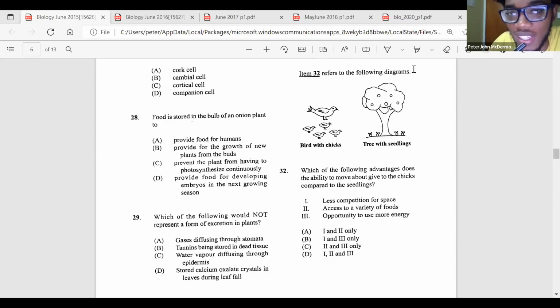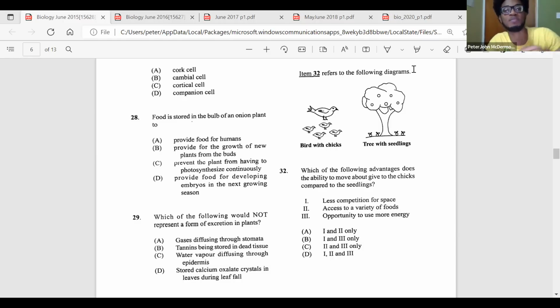I like that you said that. If it just doesn't sound right, it just doesn't sound right. So yeah, great. Next, provide food for developing embryos in the next growing season. That sounds like it could be right. So B or D. So let's check. Provide for the growth of new plants from the buds. So let's check. That's why I was asking, does anybody know how you plant an onion?